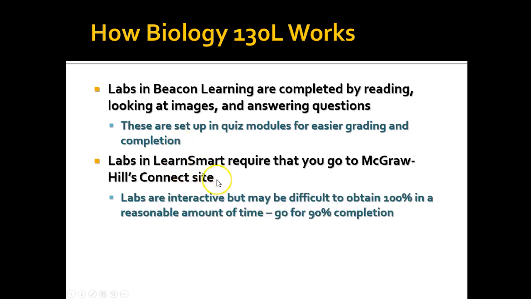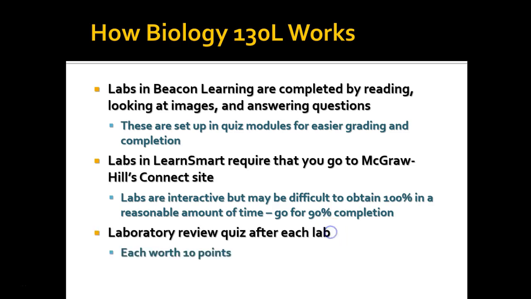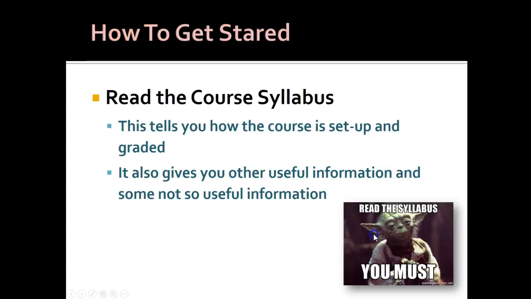Now, with Learn Smart, some people have trouble getting 100% on them. For whatever reason, some people do just fine, others don't. So what I suggest is you just go for getting 90% completion, and your score is based on how much you get completed. And then you have a review quiz that goes along with the Beacon Learning that's worth 10 points. So you end up with a total of 420 points for the lab.